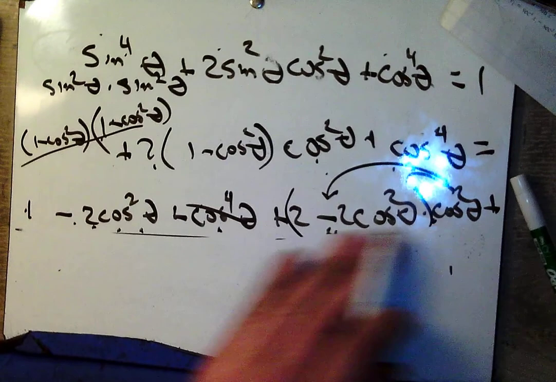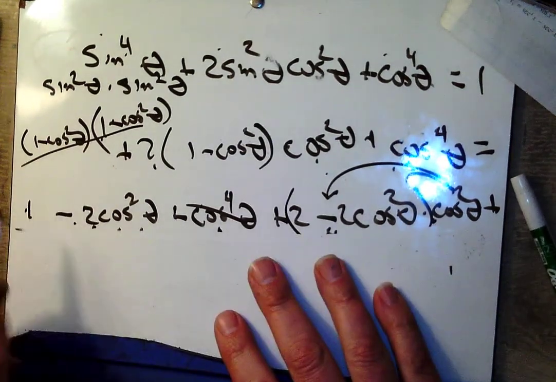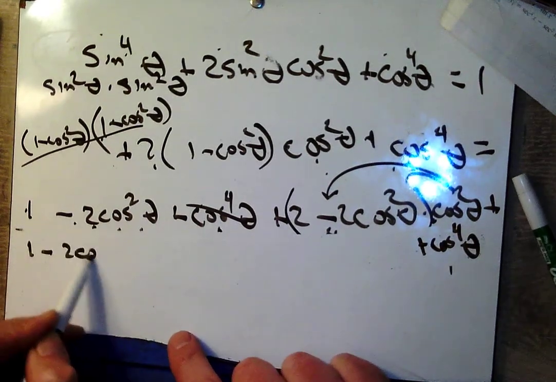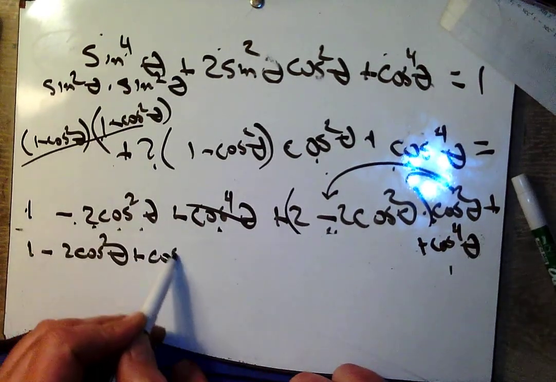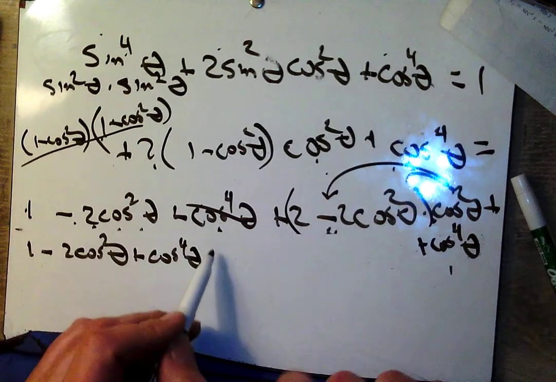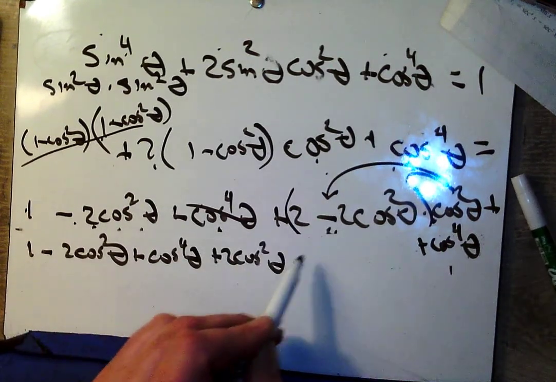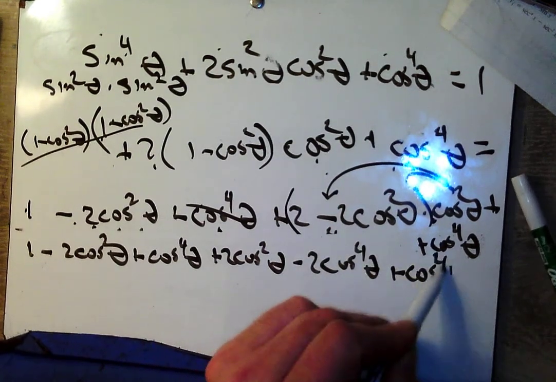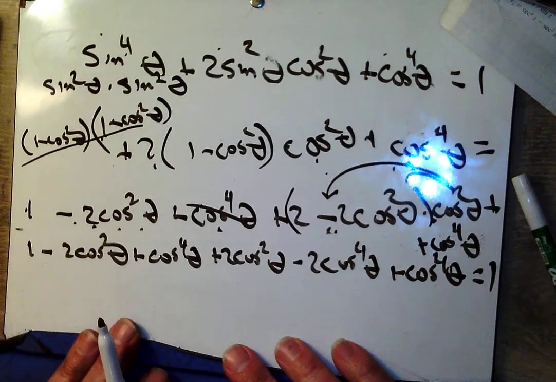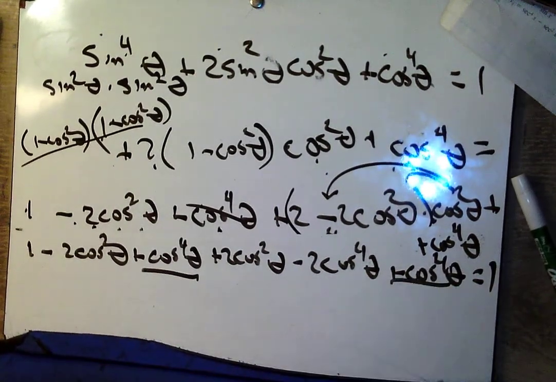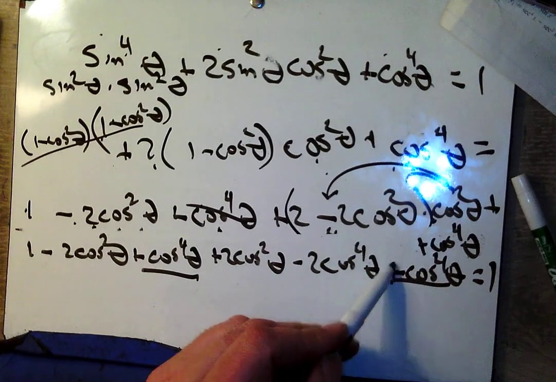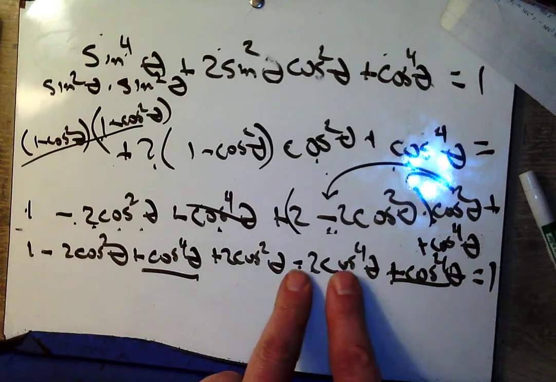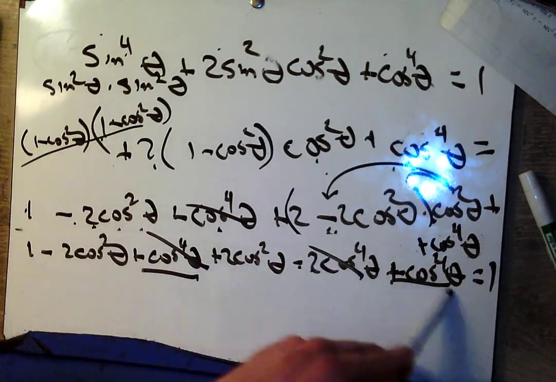Yeah, no, not going to do it. Instead, just going to focus on distributing. And over at the cosine to the 4th, I'm going to have 1 minus 2 cosine squared theta plus cosine to the 4th theta plus 2 cosine squared theta minus 2 cosine to the 4th theta plus cosine to the 4th theta, and all that should equal 1. Okay. Positive cosine to the 4th, positive cosine to the 4th, minus 2 cosine to the 4th. One of them plus one of them is 2 of them, minus 2 of them, they all cancel.